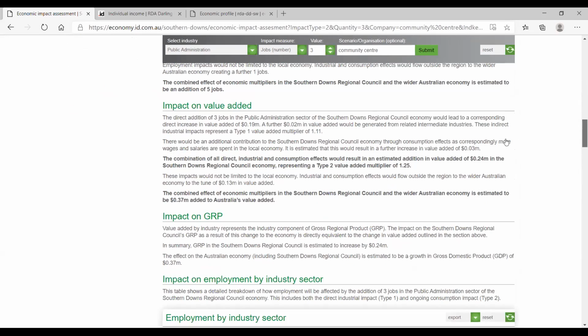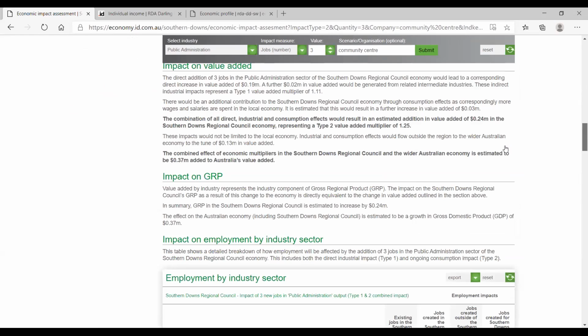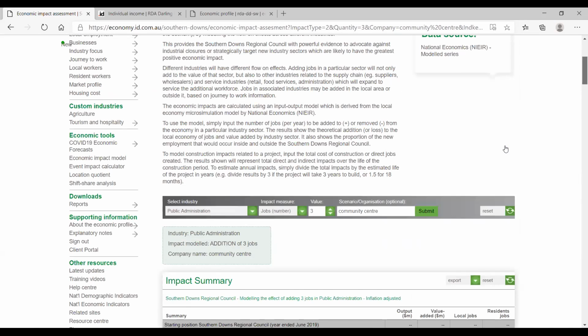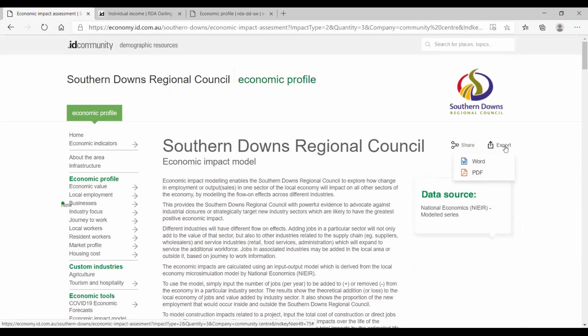Okay, so the next thing you'll do is export that into Word or PDF, send that to yourself, take out the bits that you don't need, and accompany that to your application. So that would be the economic impact of that project. You've got your building and construction, and then you've got your operational phase. Okay.